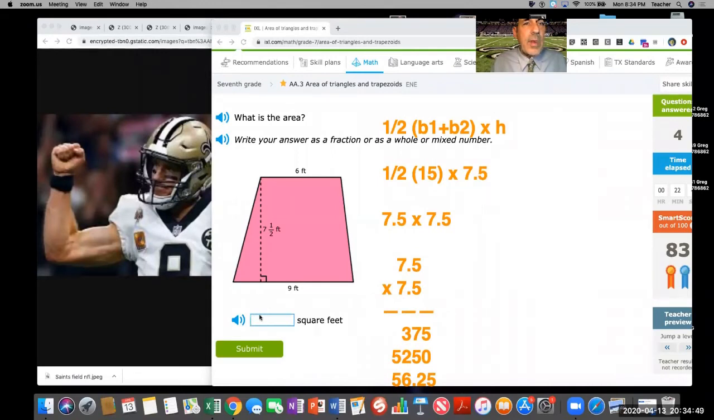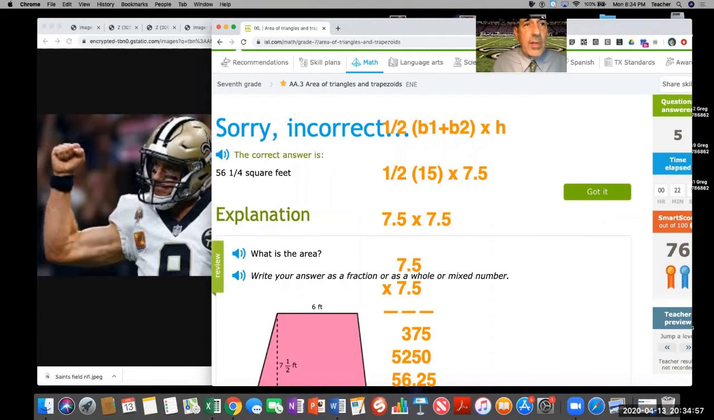And the nice thing about IXL is if you did make a mistake, once you enter, it's going to tell you you're wrong and how you did it wrong. And then you can go check your corrections. I mean, it's going to take a little off.